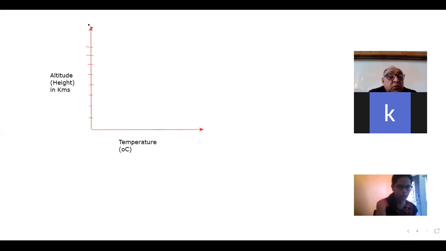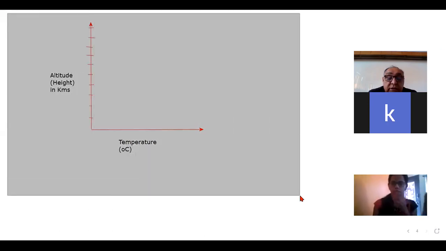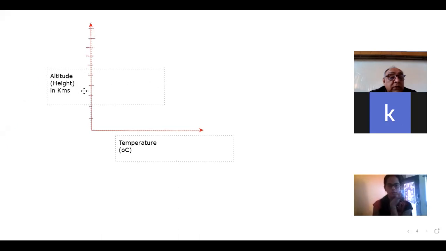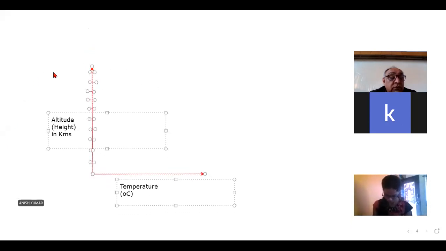And let's suppose here it is 90 kilometer, and here it is 100 kilometer, and so on. Let's suppose this is the entire thing. Let us take it like this, okay? So let us move it downwards for the sake of simplicity.